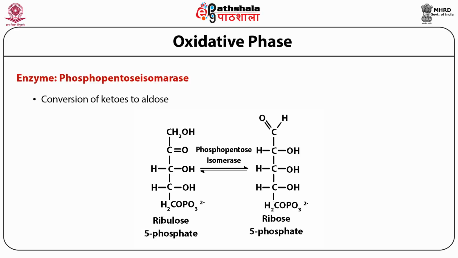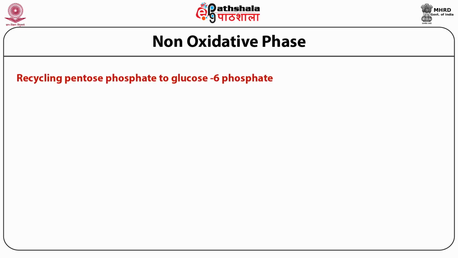Ribose 5-phosphate has no immediate use in the cell, so it is rearranged into other forms. Isomerization of ribose 5-phosphate can be used for RNA, DNA and nucleotides. Now the non-oxidative phase of the pentose phosphate pathway.